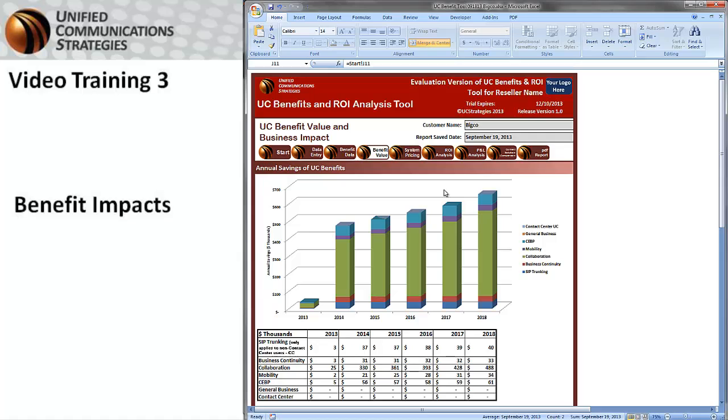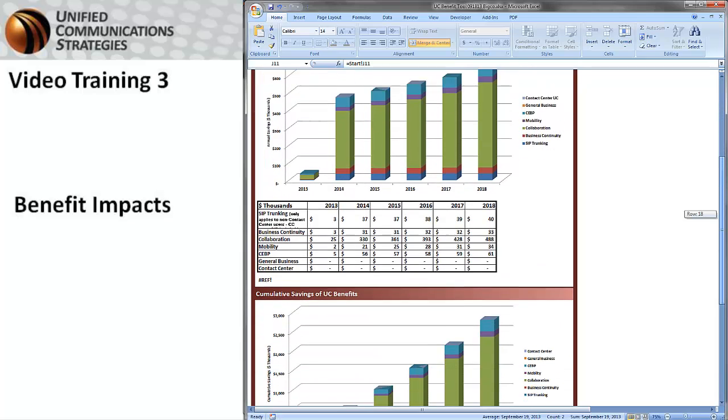Now we look on the benefit value results tabs, and we actually see here, these are the annual benefits. Now you notice 2013 is relatively low. That's because our installation date is relatively late in the year. And then 2014 to 2018 grows, and that's based on the number of users and the percentage of UC use increasing over those years. And you can see here right below, it has the SIP trunking values. You can see the big annual value is in fact in collaboration, that big collaboration impact.